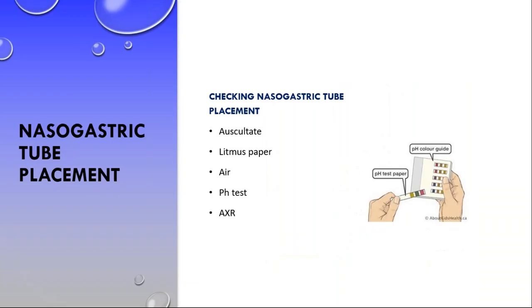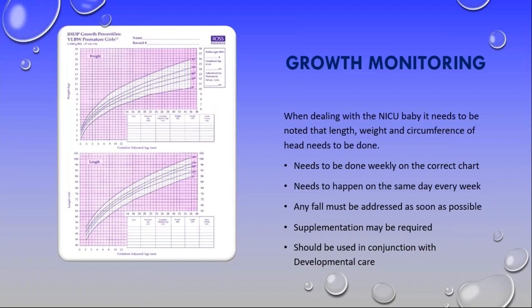So as I said, how do we check? We can auscultate, litmus paper, pH test, air, and an abdominal X-ray. Very often when you draw back, you'll get back some milky curd. That's a fairly good confirmation of where you are. Next, we're going to talk about growth of the infant.